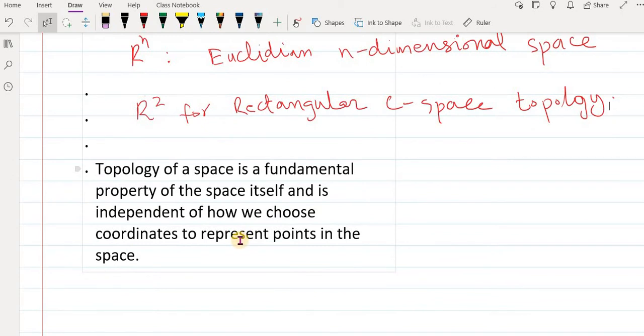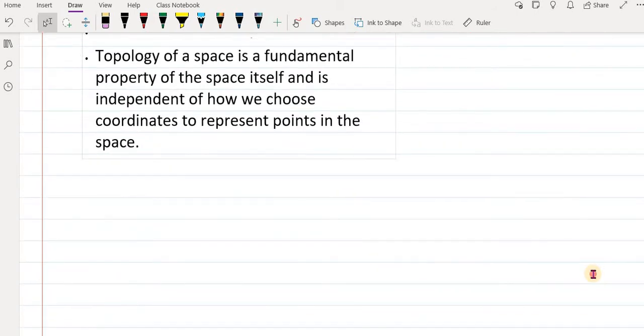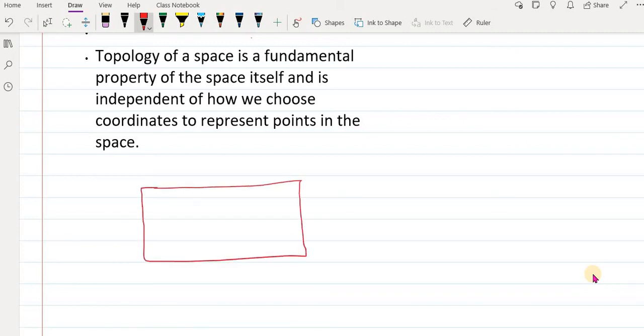Now let's see that the topology of a space is a fundamental property of the space itself and is independent of how we choose the coordinates to represent points in the space. So let's see an example of two configuration spaces. One is a rectangular or a planar space, and the other one is the spherical C space.